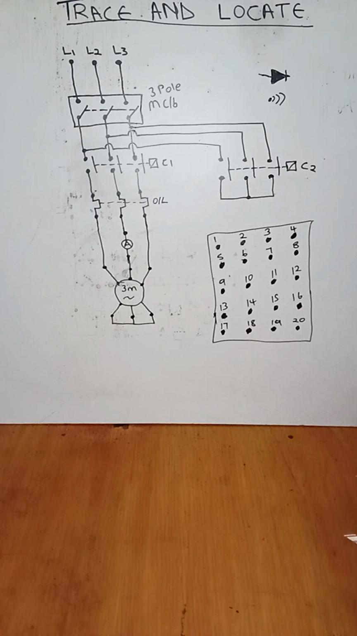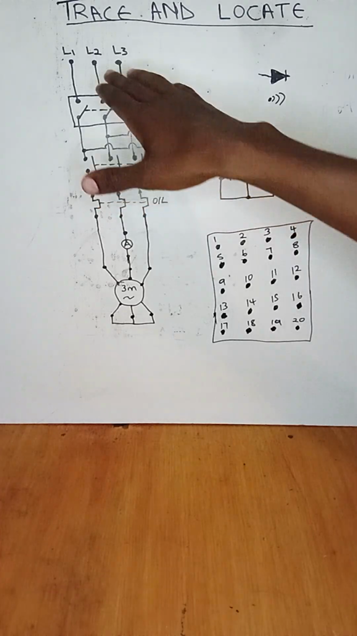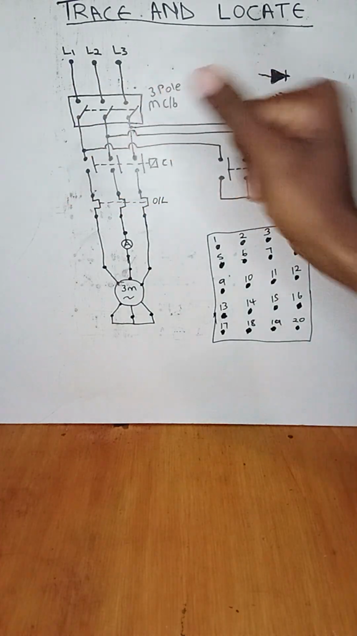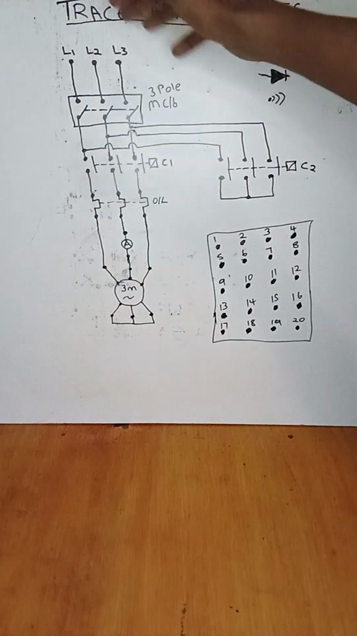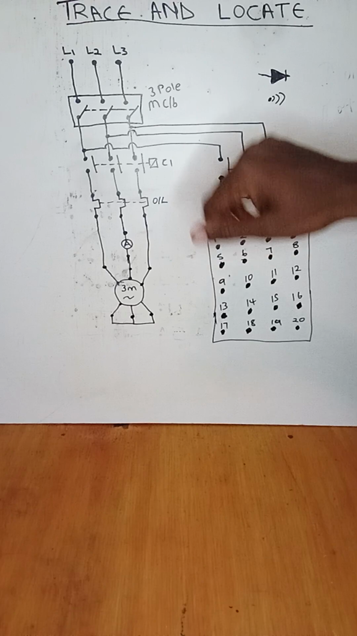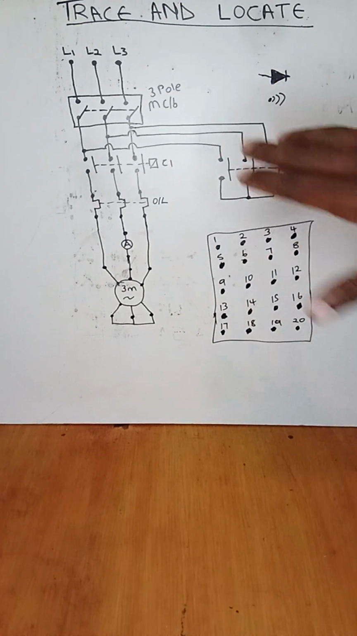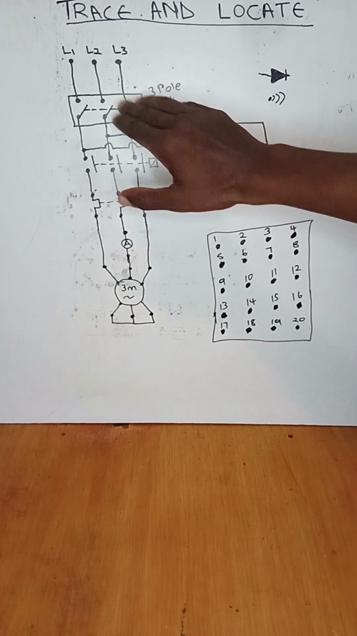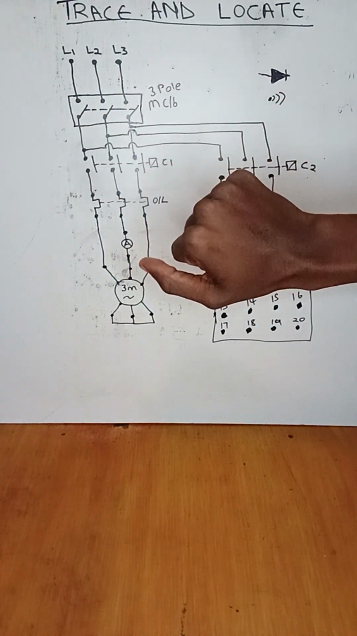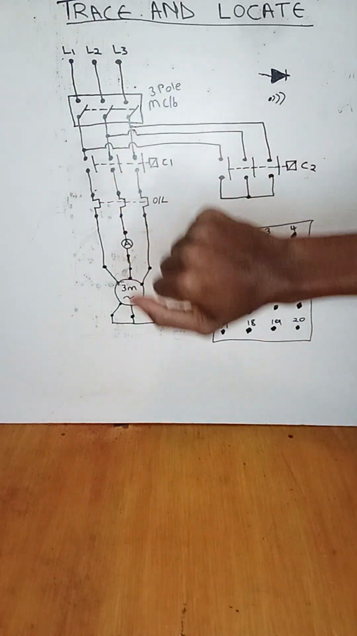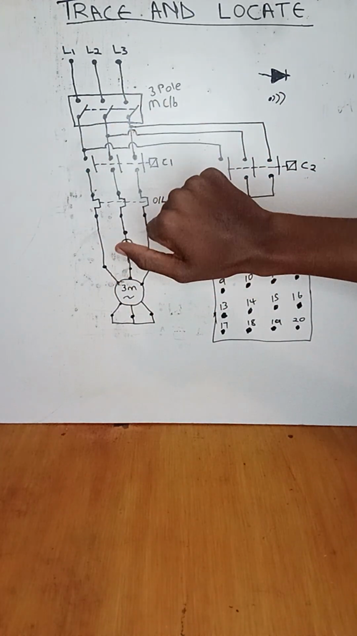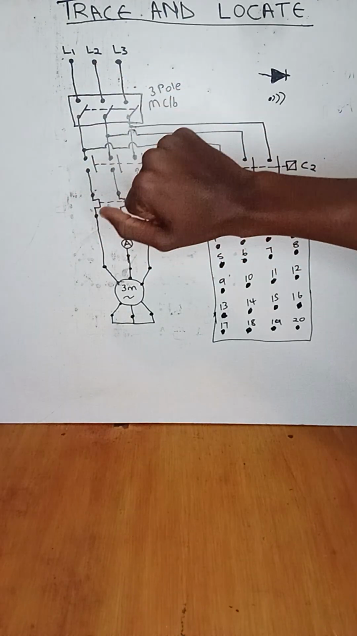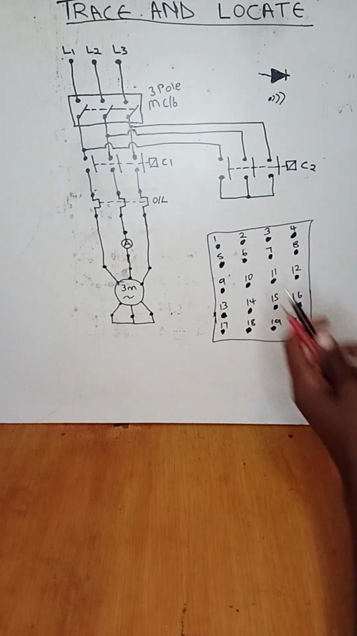So from your panel, from your supply voltage, your voltage from where it comes from the distribution box, the power will be switched off. Right, the power will be switched off. So let's start by testing from your supply voltage. Let's test the wires one by one.